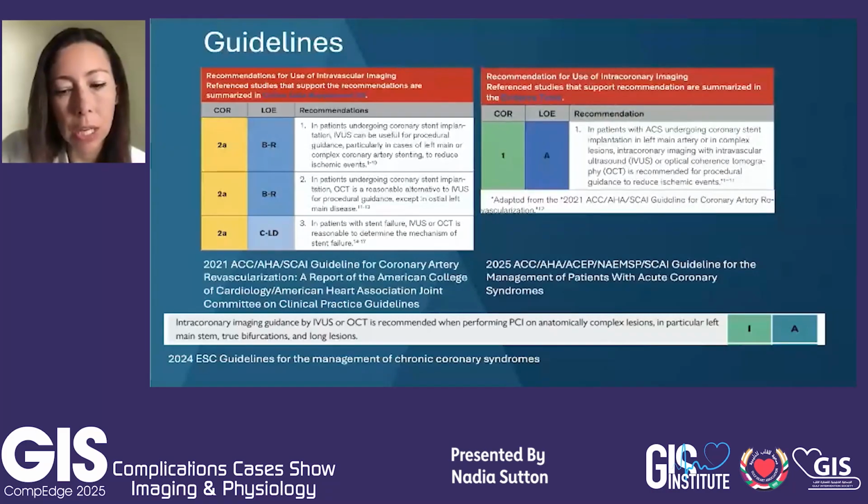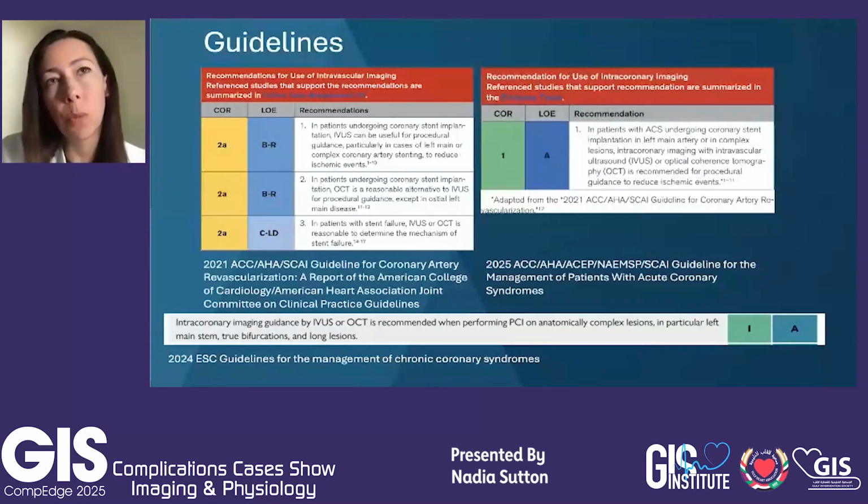But I did want to point out that in our more recent 2025 guidelines for the management of patients with acute coronary syndromes, this was upgraded to a 1A recommendation for patients with ACS undergoing stent implantation of the left main or in complex lesions, that IVUS or OCT is recommended for procedural guidance to reduce ischemic events. And the reason why this only really comments on patients with ACS is that that was an ACS-centric guideline, so it really did not have the scope to cover patients with chronic coronary disease.